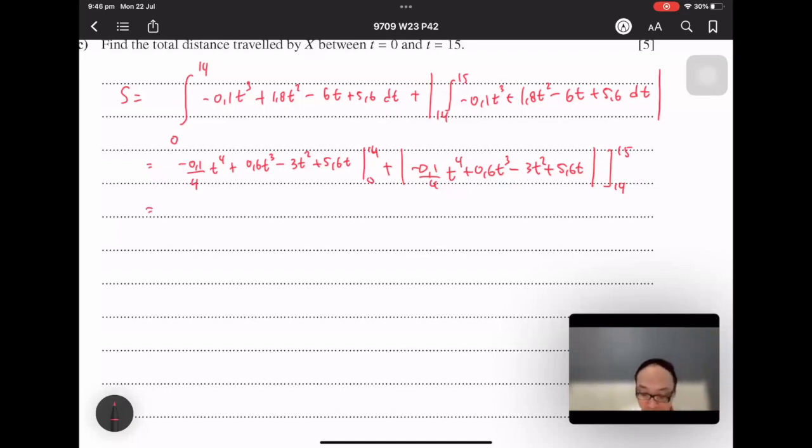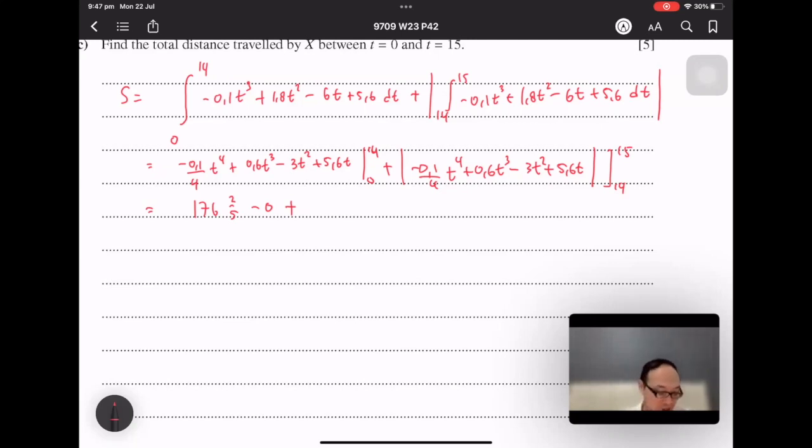So I can just put 14 here: negative 0.1 over 4 times 14 to the power of 4 plus 0.6 times 14 to the power of 3 minus 3 times 14 to the power of 2 plus 5.6 times 14, minus 0. So that is 176.4.